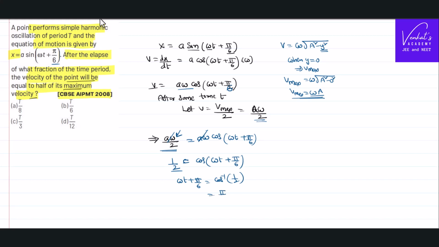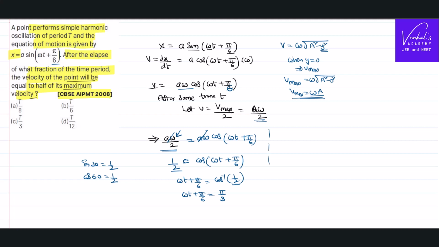Sorry, sin inverse of 1 by 2 is 30 degree. Cos inverse of 1 by 2 is 60 degree, right? So 60 degree means pi by 3. Is it not? Sin 30 is 1 by 2, whereas cos 60 is 1 by 2, right? So this has to be pi by 3. So omega t plus pi by 6 equals pi by 3.